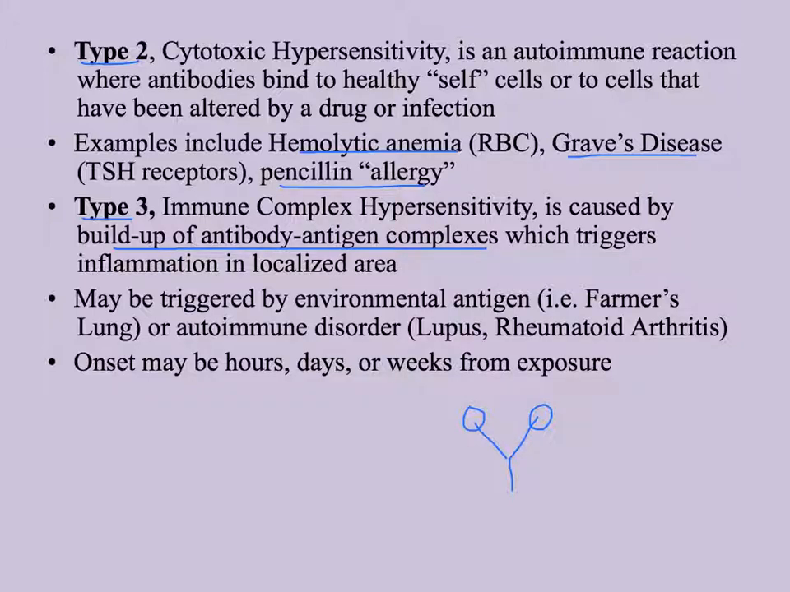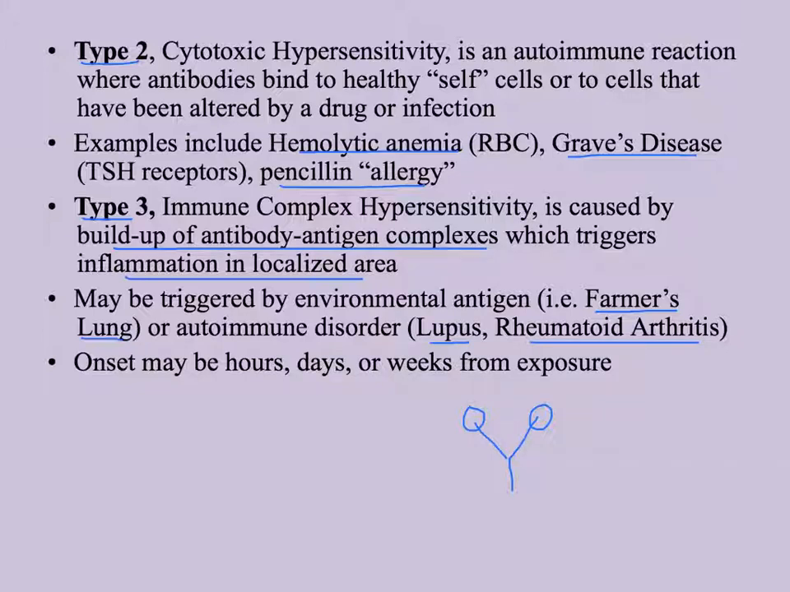They typically cause inflammation in localized areas because they go someplace and get stuck. Type 3 hypersensitivity can be triggered by some environmental antigen. There's a condition called farmer's lung, which is triggered by dust from hay being picked up in the lungs and then causing inflammation in the alveolar area. The autoimmune disorders of lupus and rheumatoid arthritis also involve symptoms caused by a type 3 reaction.